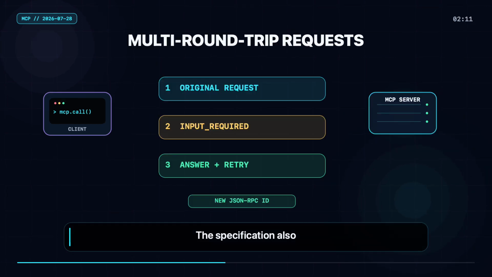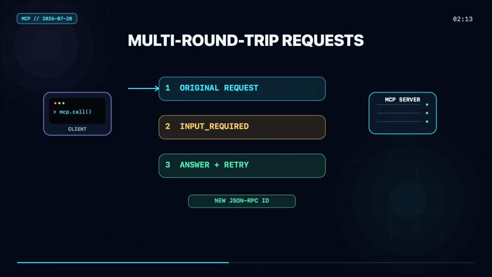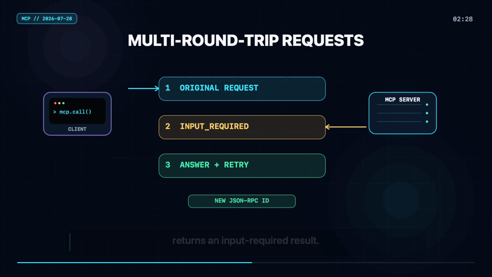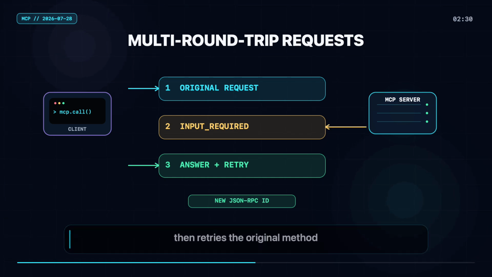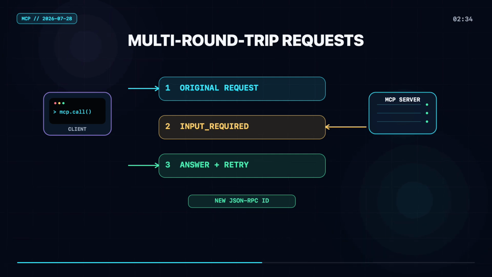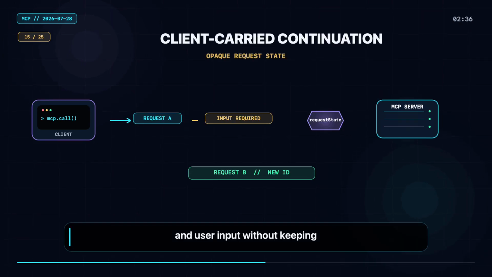The specification also changes interactive workflows. Older MCP versions allowed the server to send requests back to the client. That required a bidirectional connection. The replacement is called multi-round-trip requests. When a tool needs confirmation or missing information, the server returns an input required result. The client gathers the answer, then retries the original method with the response attached and a new request ID. This preserves confirmations and user input without keeping hidden session state between calls.